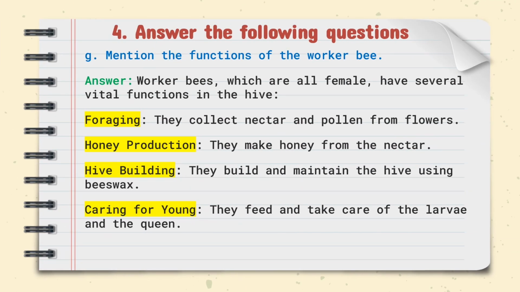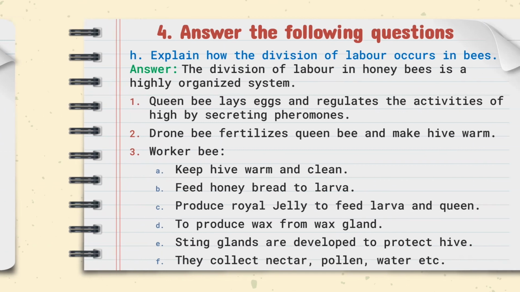11. Mention the functions of the worker bee. Worker bees, which are all female, have several vital functions in the hive. Foraging, they collect nectar and pollen from flowers. Honey production, they make honey from the nectar. Hive building, they build and maintain the hive using beeswax. Caring for young, they feed and take care of the larvae and the queen.